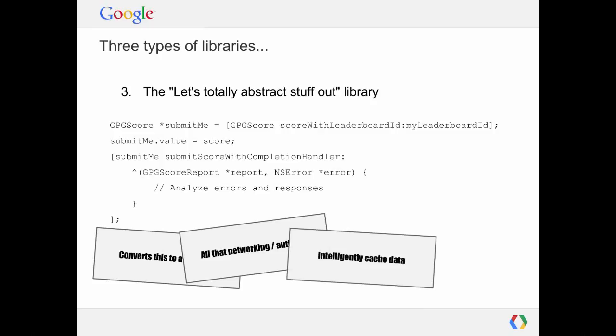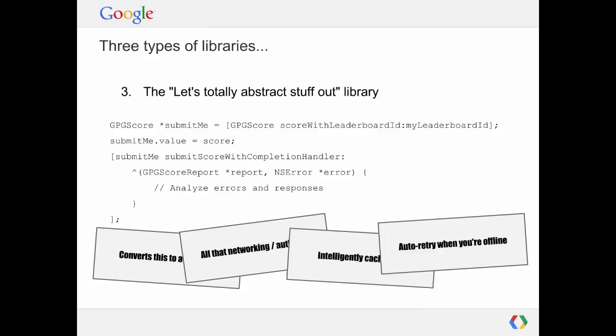It does some smart things like intelligently cache data for me and deal with situations, for instance, where I'm offline. In this case, actually, I can still submit a score with completion handler, and if the user is offline, the library will be smart enough to hold on to that score and wait until I come back online again, and then it will attempt to submit the score in the background. What's even better is, by the way, if I submit a better score with the same leaderboard ID, the library will be smart enough to disregard this first score and just use the second one once I come back online.